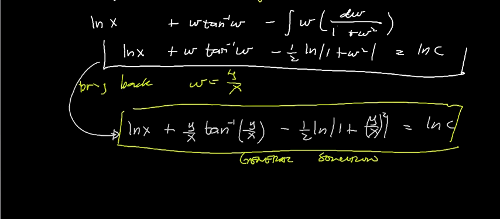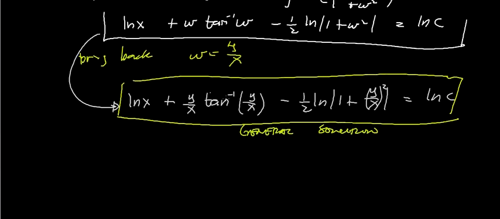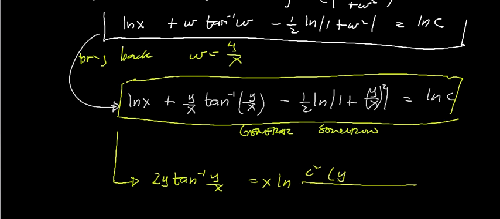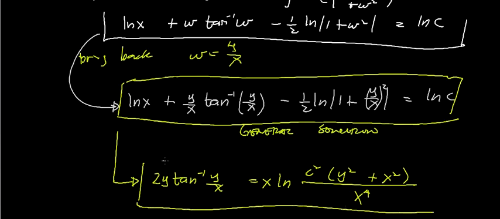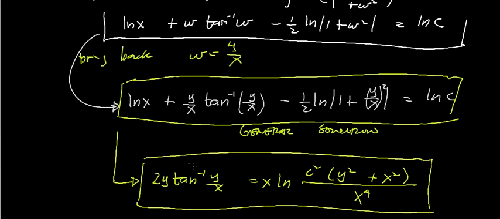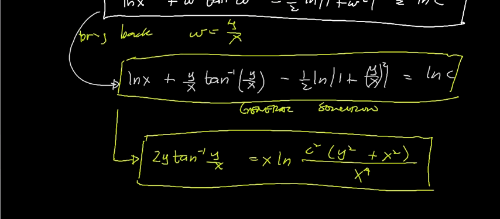But of course, you can also simplify this further. If you simplify this, you can have 2y arctangent of y over x is equal to x ln of c squared (y squared plus x squared) all over x to the 4. So I'm leaving this simplification to you, and you may try solving it on your own.